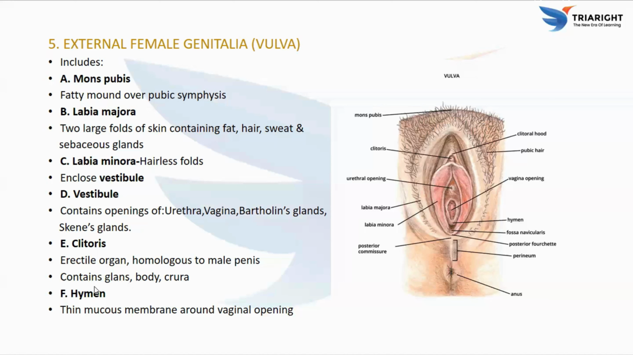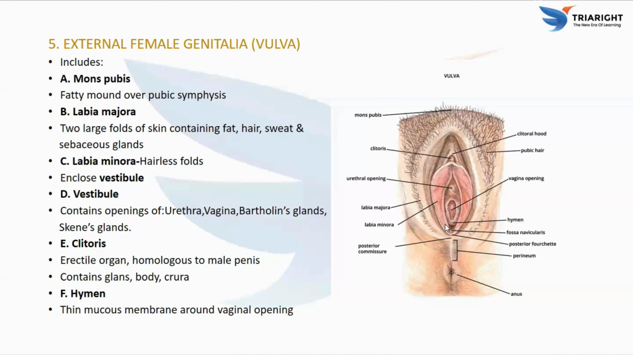So the hymen. The hymen is a thin mucous membrane partly covering the vaginal opening. It is elastic, delicate and varies greatly among individuals. It can tear during first intercourse, physical activity and also by tampon use.